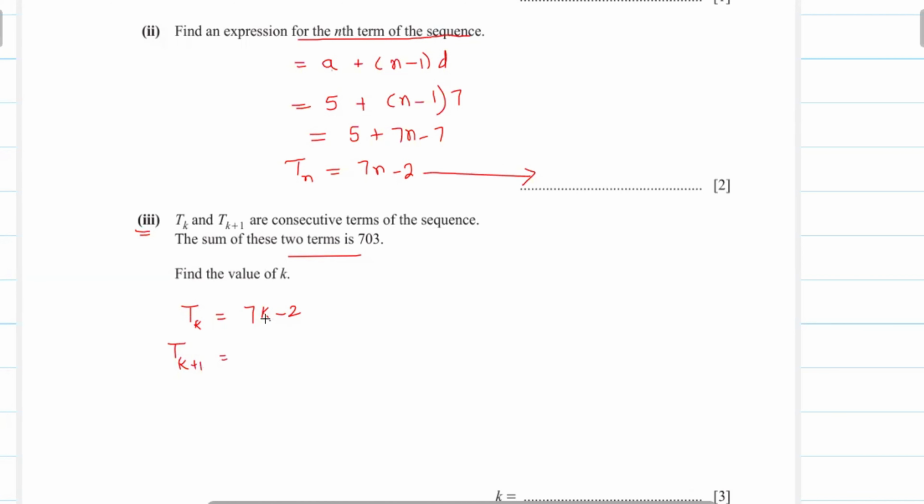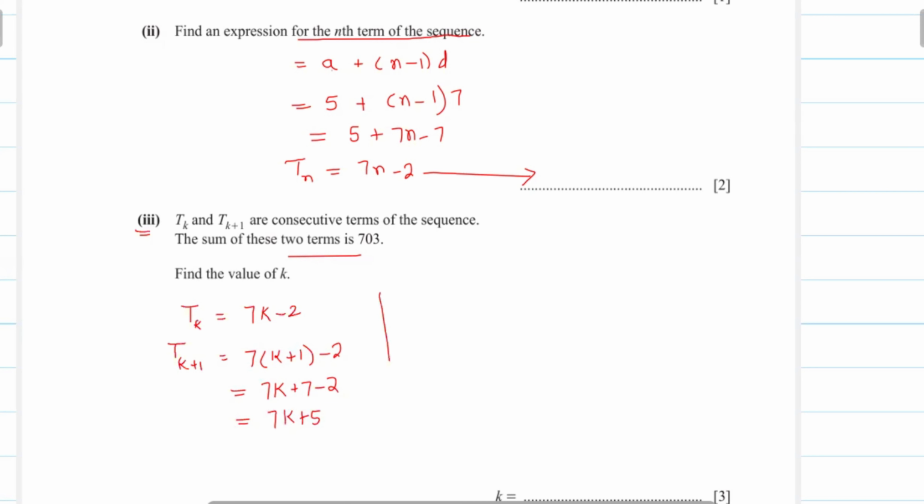We can write this term. If we replace n by k plus 1, therefore we write in place of n, k plus 1: 7 into k plus 1 minus 2. This value will be equal to 7k plus 7 minus 2. This is equal to 7k plus 5.